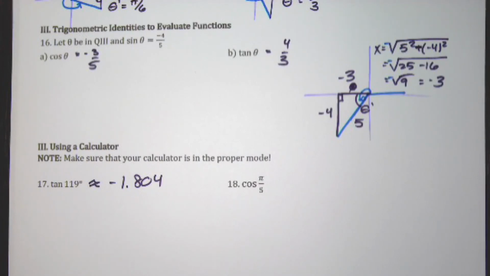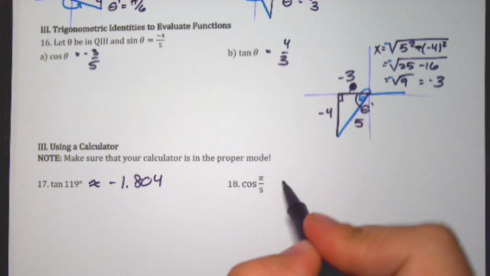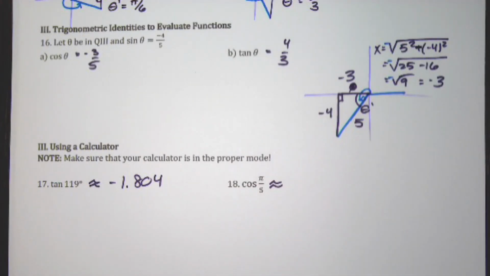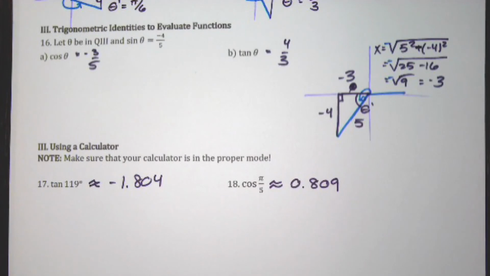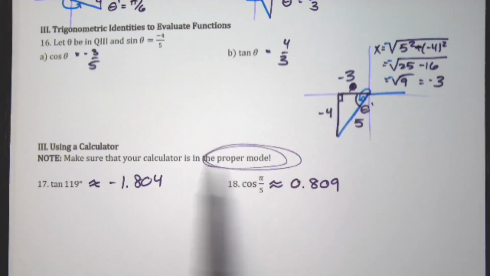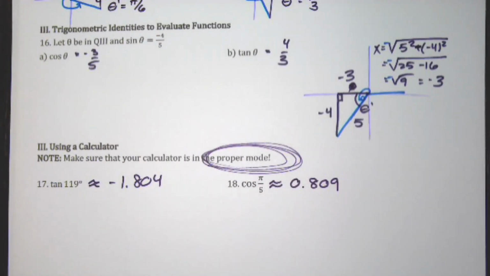Then we need to switch that mode back to radians to do the cosine of pi over 5. Again, not one of our known ones, right? Not pi over 3, pi over 4, pi over 6. When we do this in the calculator, we get approximately 0.809. So just an extra big reminder, proper modes for when we're dealing with calculators. And that wraps up our 4.4.